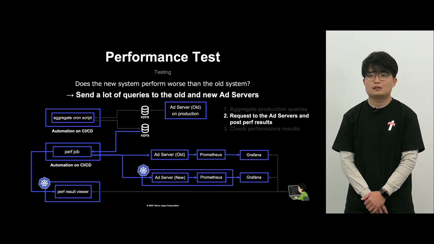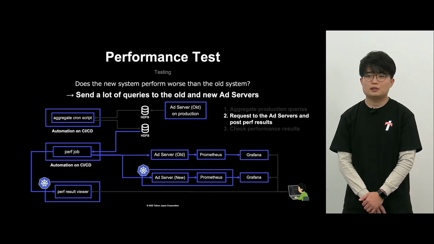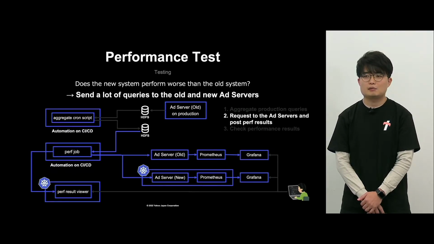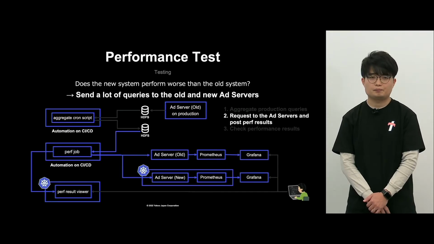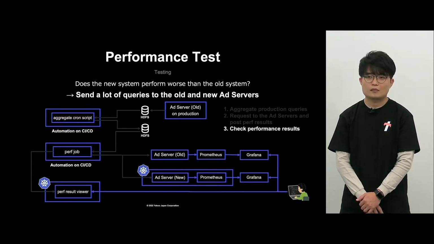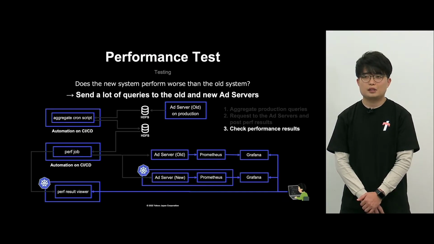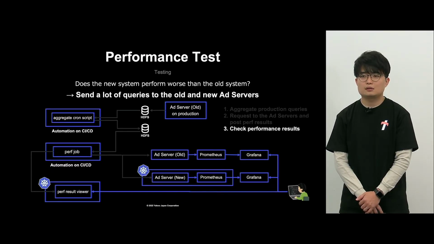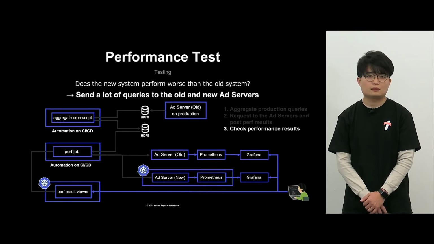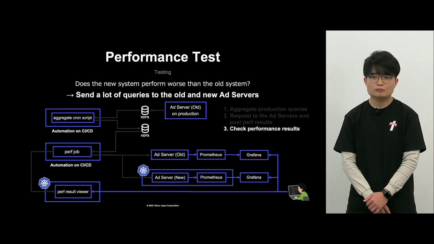The ad server with Prometheus metrics is being measured, and metrics are drawn in Grafana. After the load is given, in perf result viewer the result of the test and log will be recorded. Finally, the tester will confirm the result of perf result viewer and metrics of Grafana and compare the results of the test. With performance test, with the same ad request and same load, we were able to compare the performance between new and the old.